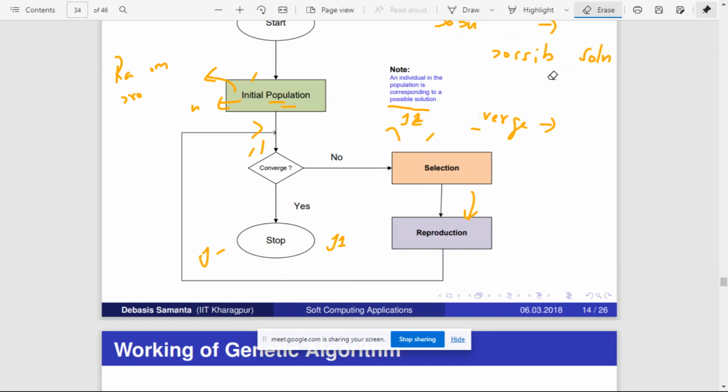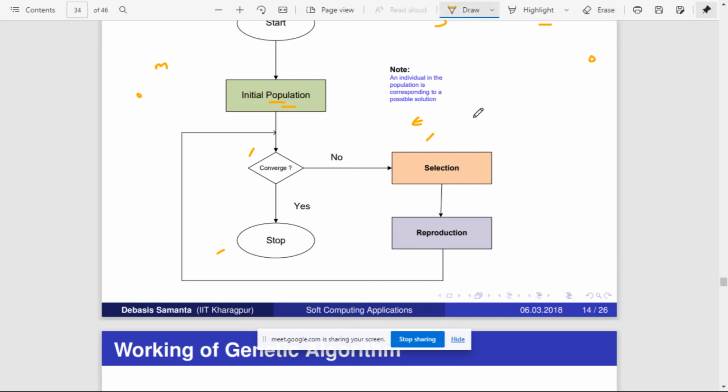There will be an initial set of population, where each individual is a possible solution. From this, randomly pick any one solution and check whether it is converged or not. Converging means, are you happy with the solution or not? If you are not happy, then go for selection. Select any two individuals, perform crossover, create a new solution, and check whether the new solution is converged or not. If it is not converged, repeat the same process. This is how, broadly, the genetic algorithm works.